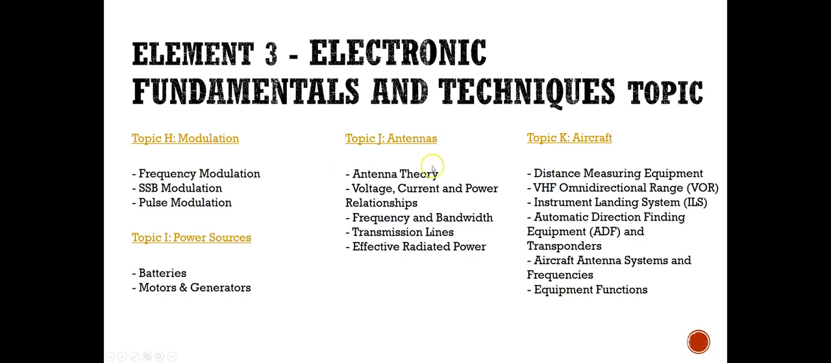In antennas, you should know about the basic theory and basic parameters like voltage, current, power relationship between frequency and bandwidth, transmission lines, effective radiated power. And then we have topic K, which is about the aircraft. In this, you should know about distance measuring equipment, omnidirectional range, instrument landing system, automatic direction finding equipment and transponders, aircraft antenna systems, frequencies, equipment functions.